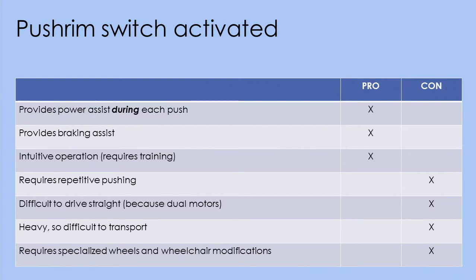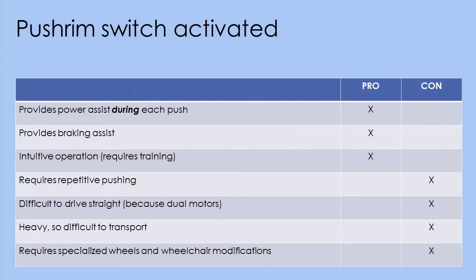That's a positive. Very intuitive operation. I mean, it's no different fundamentally than pushing a normal manual chair. And then I guess some of the disadvantages: because the motors time out with each push, you do have to continually push. So if you're going to go a long stretch of distance, you're going to do a number of repetitive pushes, which while they're not hard pushes, it does fatigue someone over time to continually push on the rims.